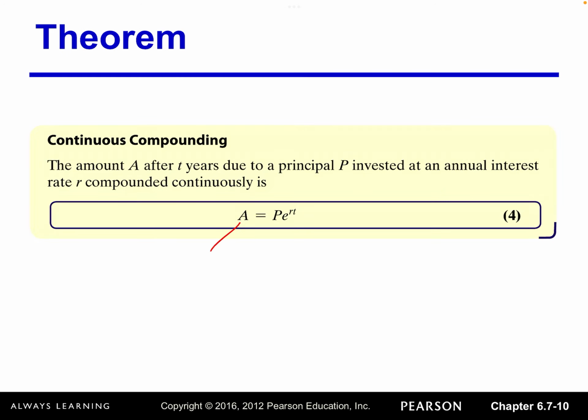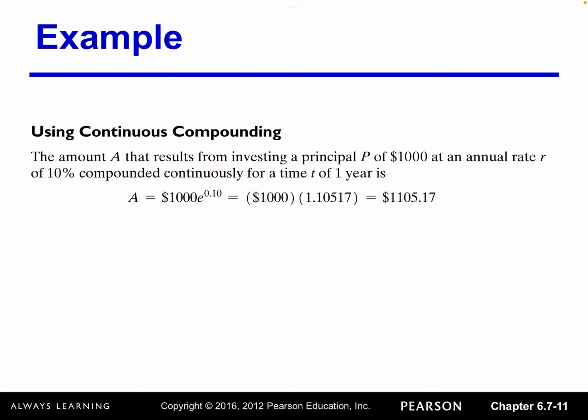A is still the account balance. P is the principal. e is the natural e. R is the interest rate, and T is the time. Now let's look at the example: the amount A that results from investing a principal of $1,000 at an annual rate of 10% compounded continuously for a time t of 1 year.